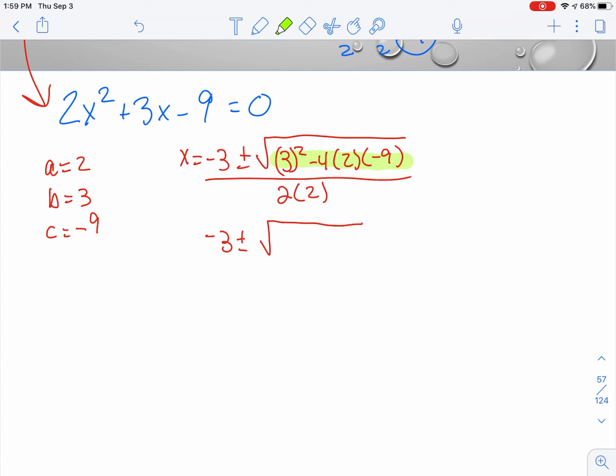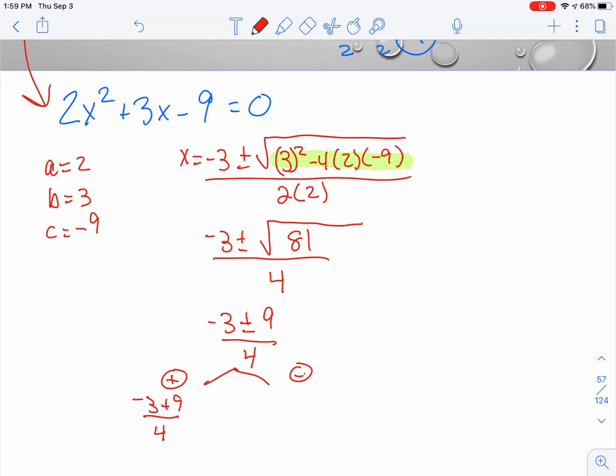3 squared minus 4 times 2 times -9, and we get 81. Square root of 81 is 9. And then we can split this up, do the addition, do the subtraction. So that would be 6 over 4, which is 1.5. And -3 minus 9 is -12 over 4, which is -3. All right.